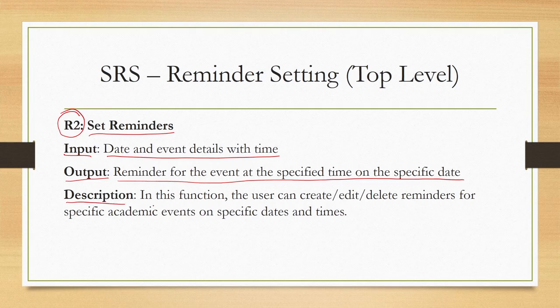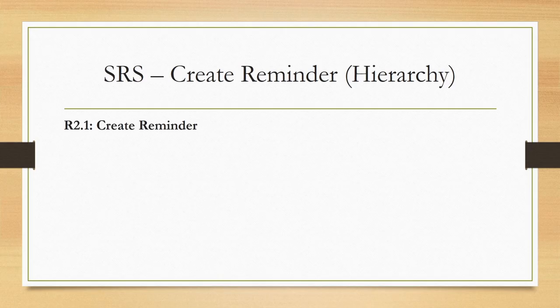Finally, there is this description which says that in this function, the user can create, edit, delete reminders for specific academic events on specific dates and times. So, this top level function talks about all the three sub functions: create, edit and delete. And then under the sub functions, we will specify which of these activities are applicable. As per the hierarchy, we have set create reminder as the first sub function. Accordingly, we have given it a label 2.1, 2 because it comes under the second top level function, and 0.1 or 2.1 because it is the first sub function of the second top level function.